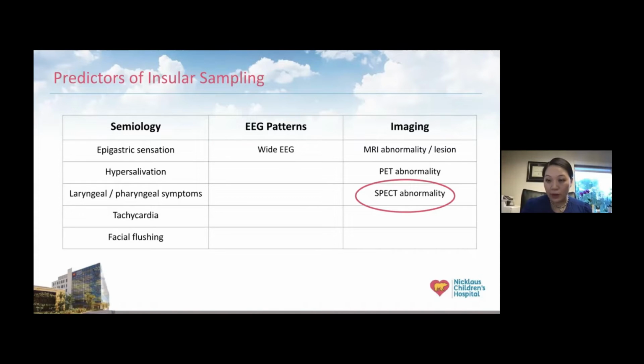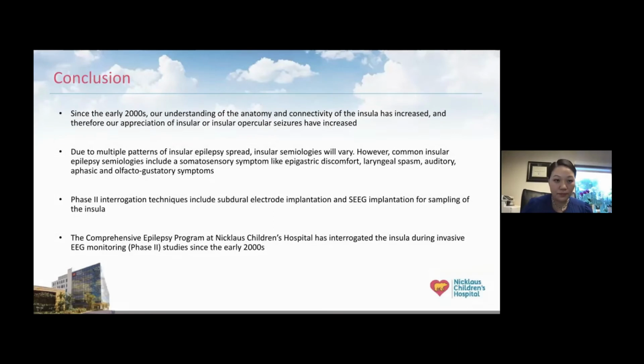And that's just from our group of 66 children that we've investigated, who have had surgeries over the past 15 years. So really, in conclusion, since the early 2000s, our understanding of the anatomy and connectivity of the insula have really increased, and therefore our appreciation of insular and insular opercular seizures have really increased.